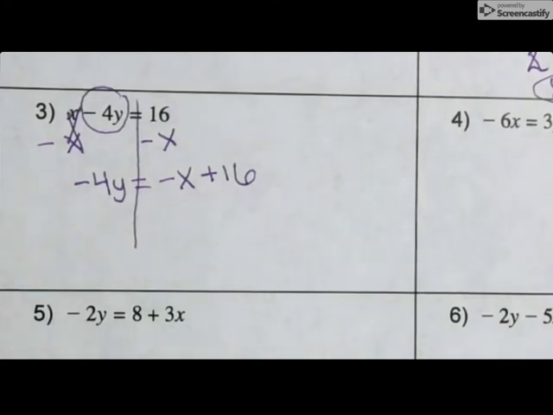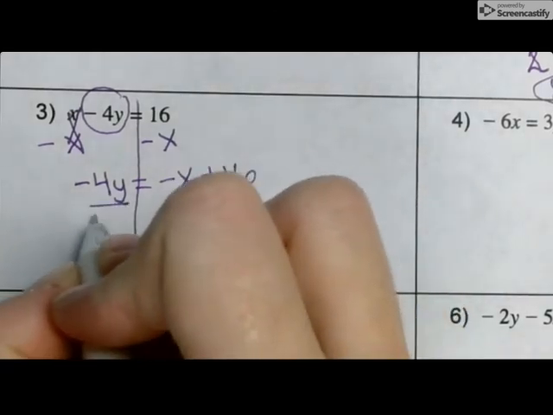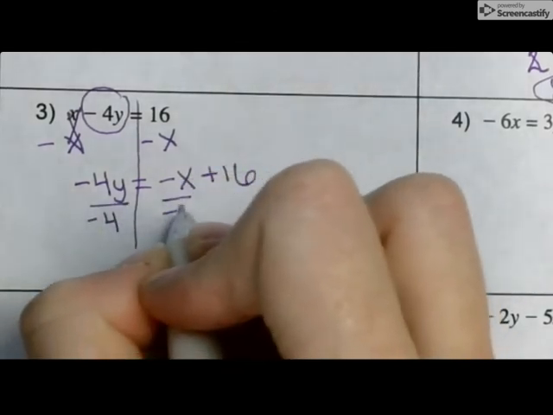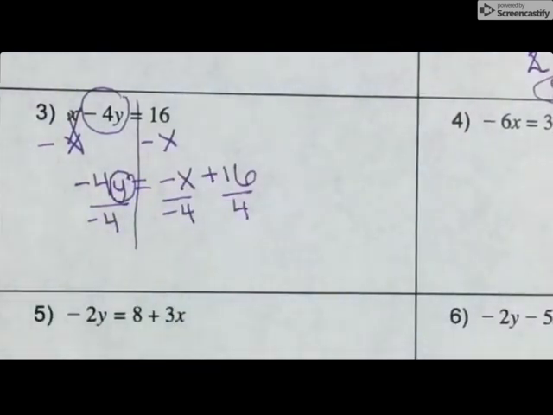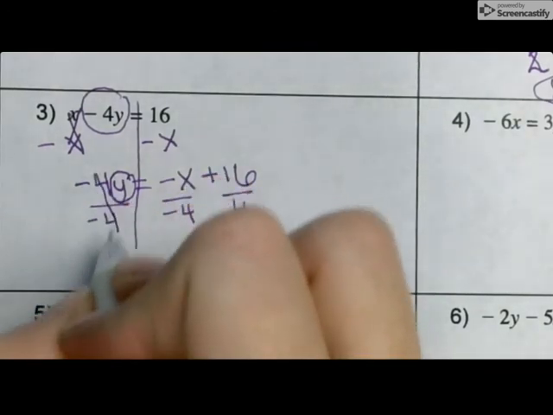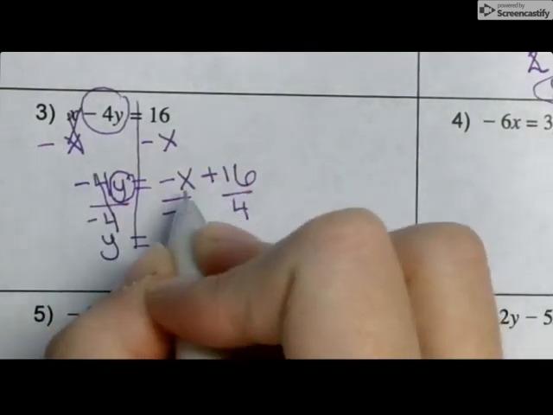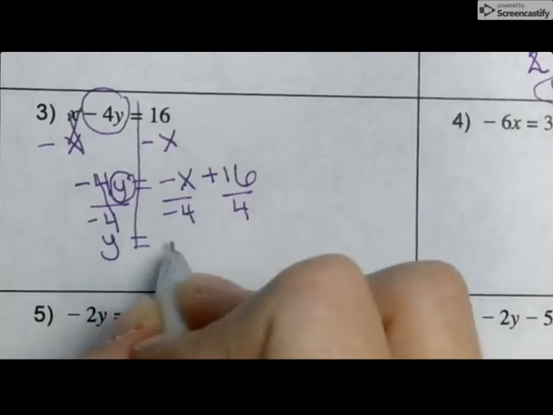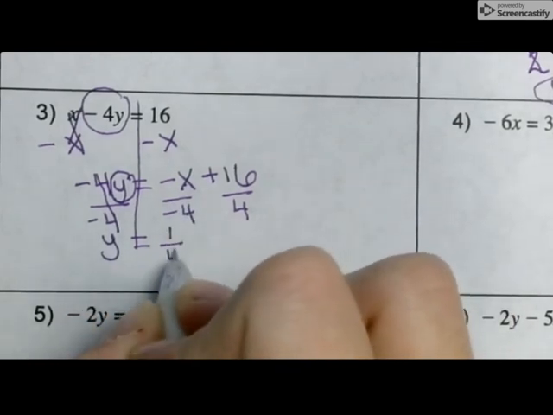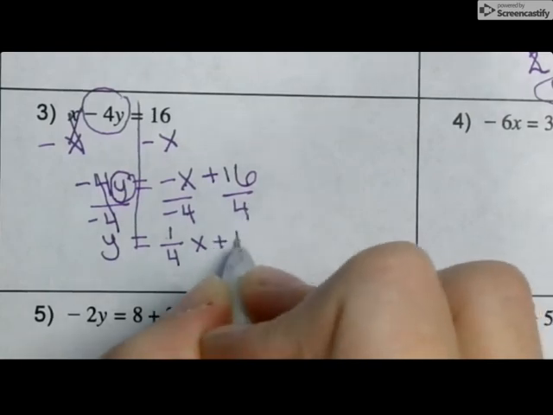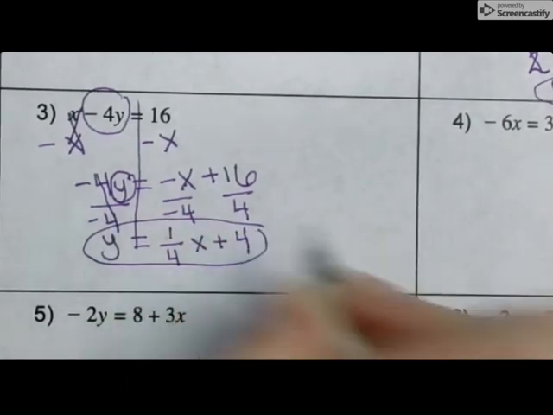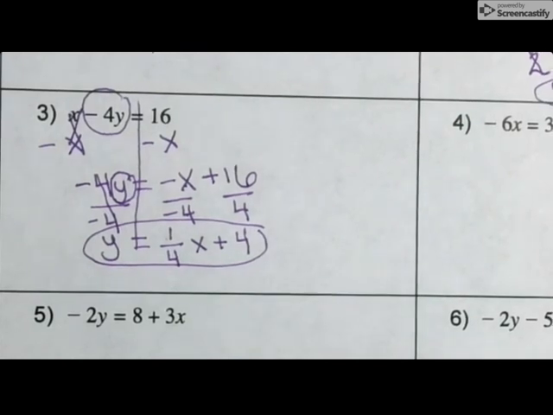Again, make sure you keep 2 terms. Okay? I'm going to divide every single term by a negative 4 because the number next to y is a negative 4, not a positive 4, a negative 4. So that cancels out, and I am left with x over negative 4, which can be written as 1/4 x plus 16 divided by 4 is 4. And that is my final answer.